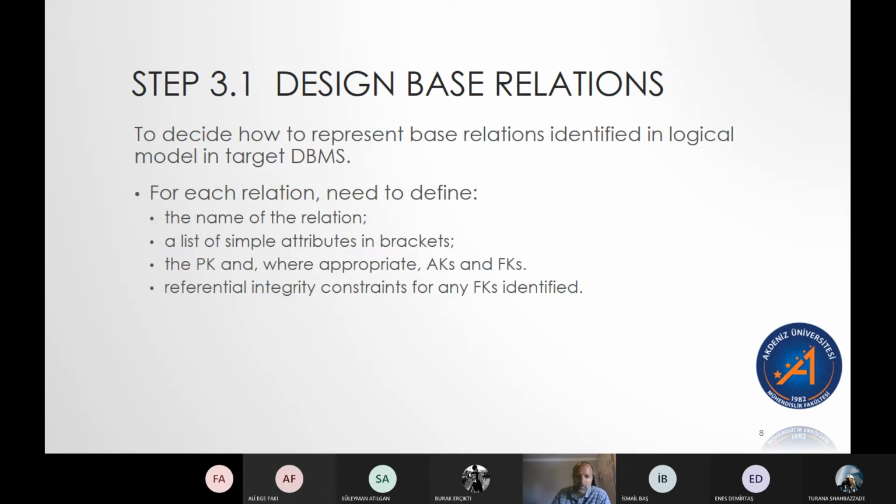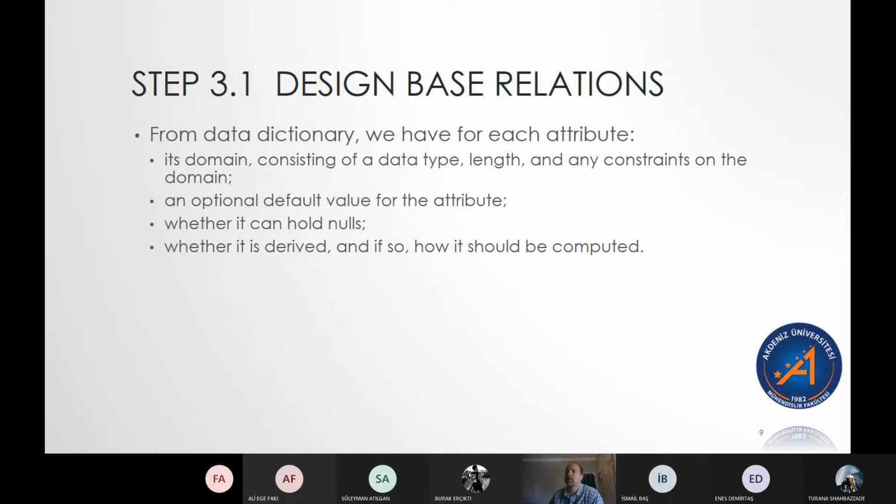So for each attribute, all we had was the name of the attribute. That was it. And we had what the primary key was, stuff like that. But now for each of those attributes, we need to know what is its domain, what is its data type, length, and any constraints.